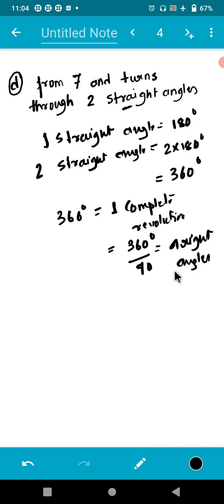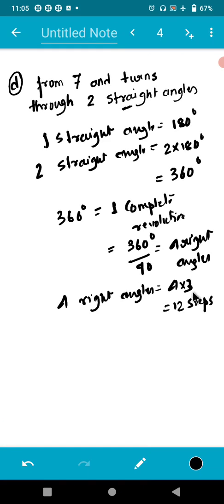Understood? And 4 right angles means what? 4 right angles means how many steps it has to move? That means 4 into 3. That means 12 steps it will move. Understood? This is how you have to understand. First of all, what I did, I wrote down the measure of one straight angle. It is 180 degrees. Then I came to know what 2 straight angles are.